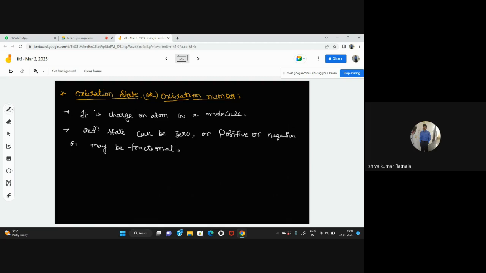Next one. For any atom, how to calculate the oxidation number? How we can calculate the oxidation number is very, very important now.